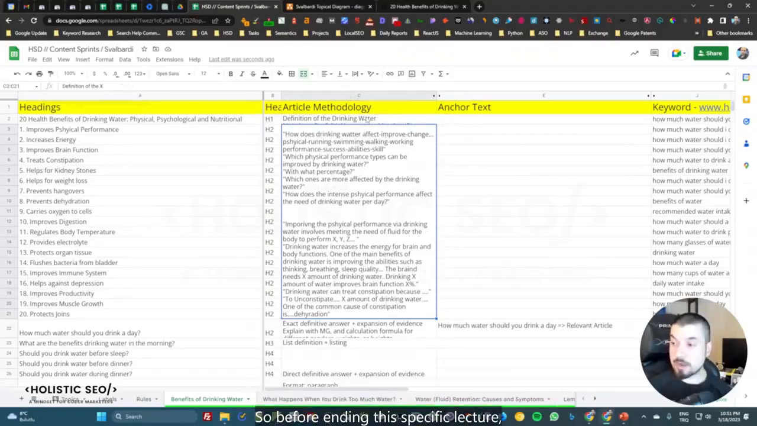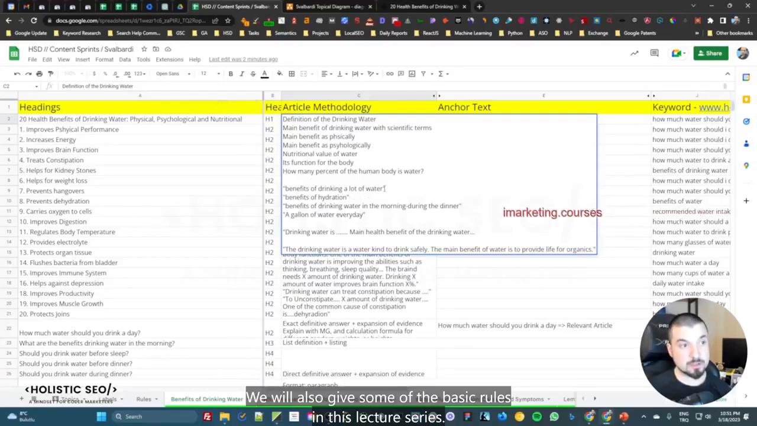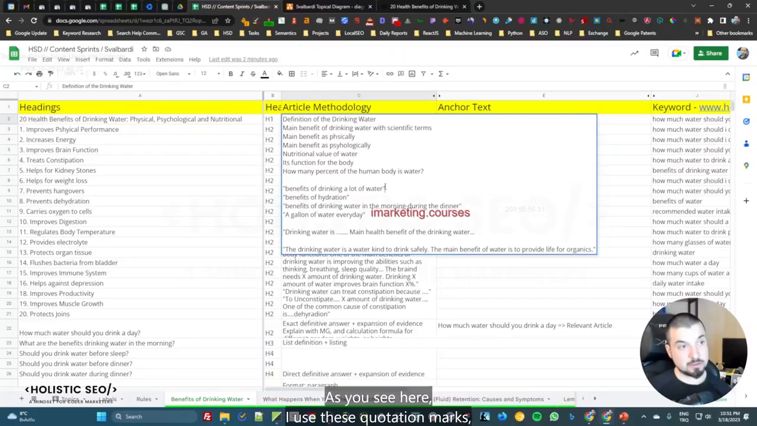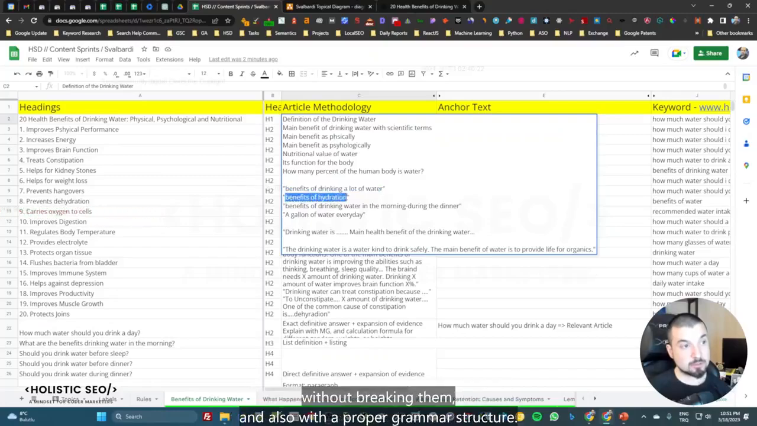So before ending this specific lecture, we already explained some of the rules that we have. We will also give some of the basic rules in this lecture series. As you see here, I use these quotation marks, which means that the author will need to distribute these specific phrase sequences without breaking them. And also, with a proper grammar structure, the author will need to give unique information without repetition, without gibberish.